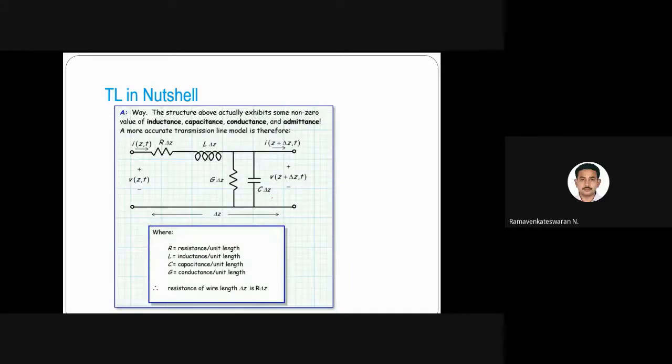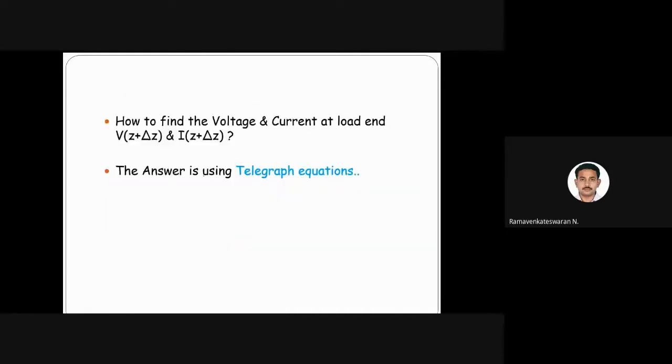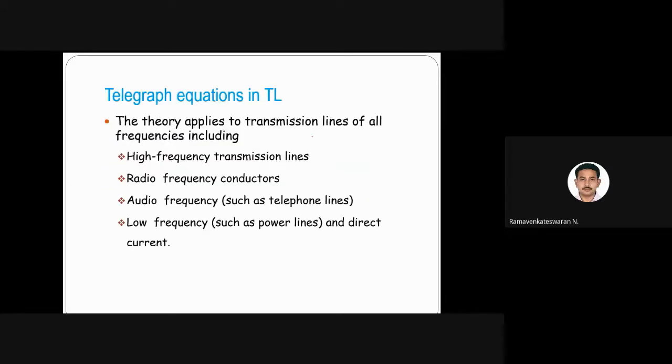But things get complicated when we operate at higher frequency. That's what I told you: there are R, L, G, C with respect to del z. So you can write V of z comma t and I of z comma t, and V of z plus del z comma t and I of z plus del z comma t. Straight away we can go to KCL and KVL. These are called primary constants. So how to find the voltage and current? The answer is telegraph equations. If you apply KCL and KVL, you'll get the telegraph equations.